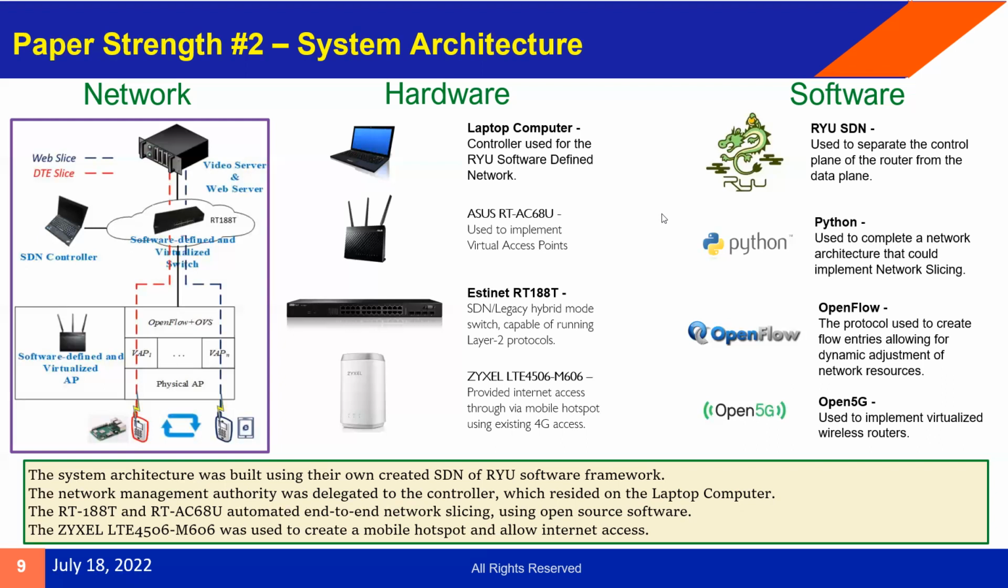All the way on the right side of the screen, some of the software that they used, starting from the top, was the Ryu SDN, which a lot of us are familiar with. They use that to separate the control plane of the router from the data plane. Within that, they use Python to complete the network architecture, which would eventually implement the network slicing. The protocol used was OpenFlow, which created flow entries, allowing for dynamic adjustments of network resources. And then they used Open5GS to create a simulated 5G network.